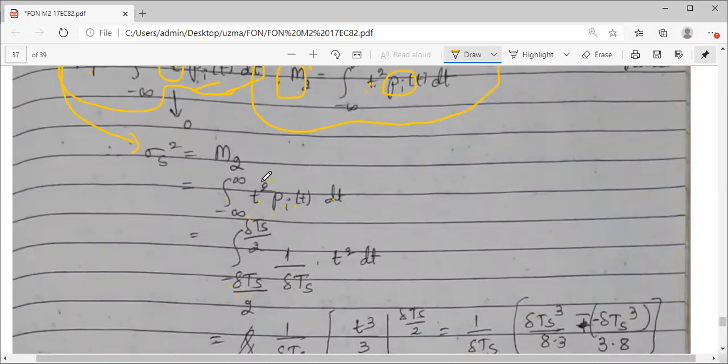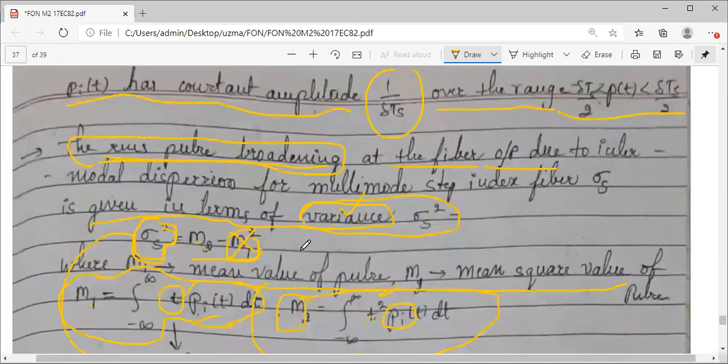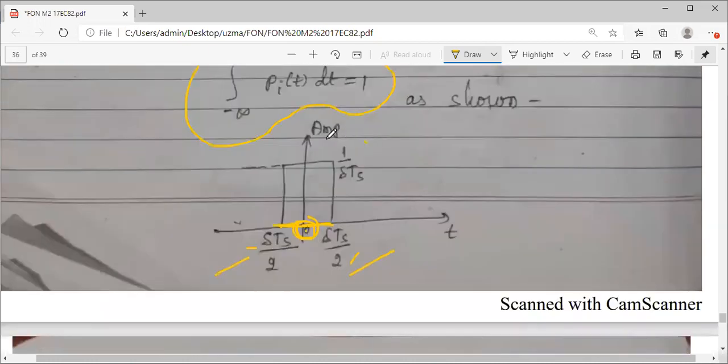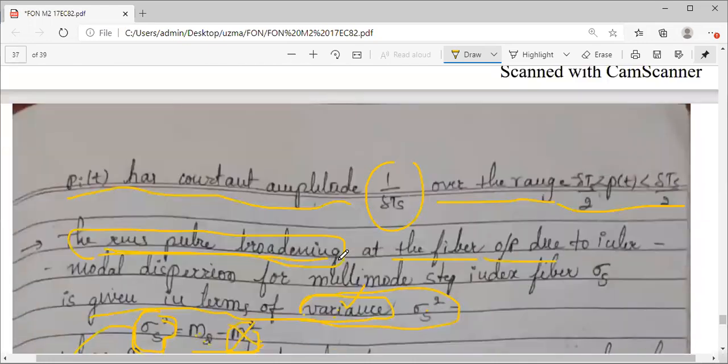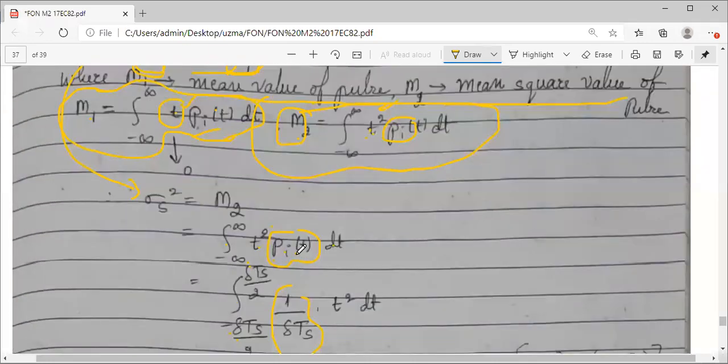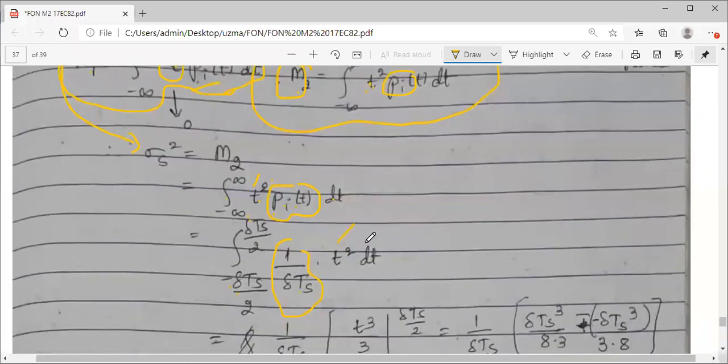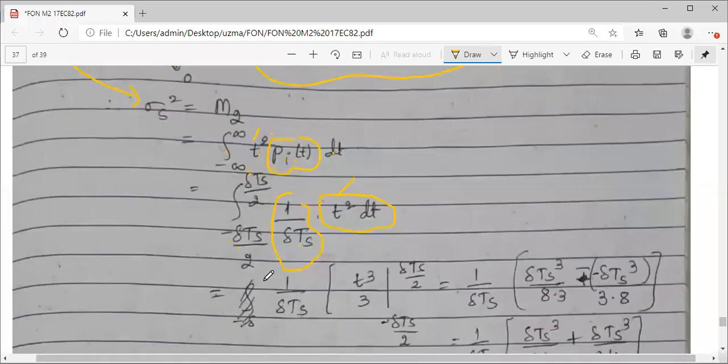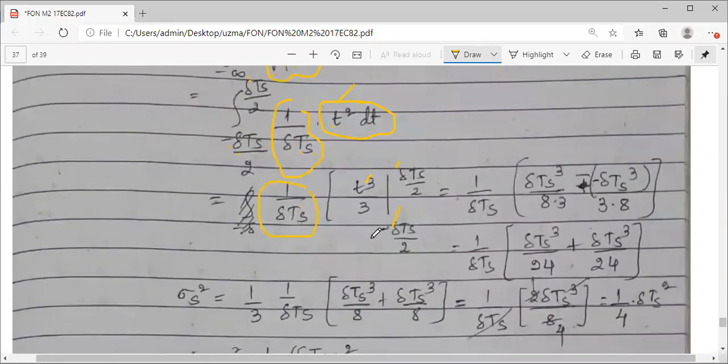And what is the amplitude value you have? The pulse amplitude is 1 by tau S. You can see I have considered the pulse with the amplitude 1 by tau S. Then substituting, T square as it is. So tau S is an independent term. I have to integrate only with respect to T. So I'll take 1 by tau S outside. T square's integration is T cube by 3. And apply the limits. Once you apply the limits and solve it, I have got this.